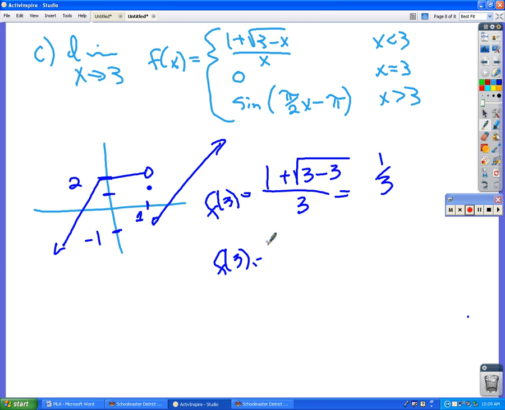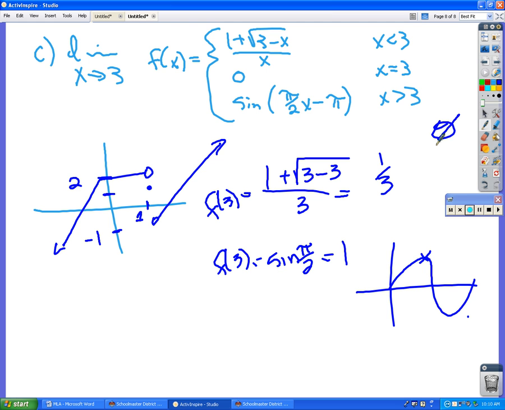If I plug in 3 into this, if I put in 3 right there, that'd be 3 pi over 2, right? 3 pi over 2 minus pi is pi over 2, so that's saying what is the sine of pi over 2? And you all know your little sine graph goes like this, so the sine of pi over 2 is 1. Okay? So the limit as this one approaches 3 from the negative side would be 1/3. This graph, the limit as it approaches 3 from the positive side would be 1. Since they're different, that means the limit doesn't exist.